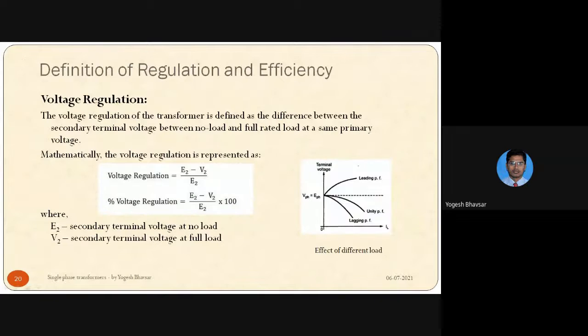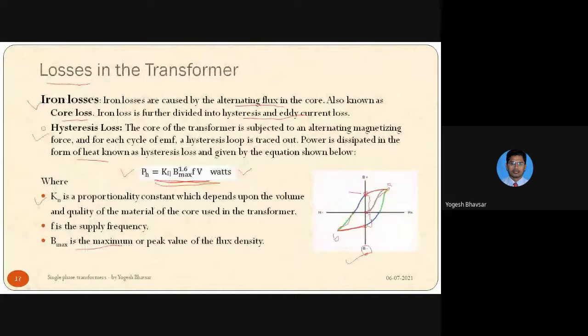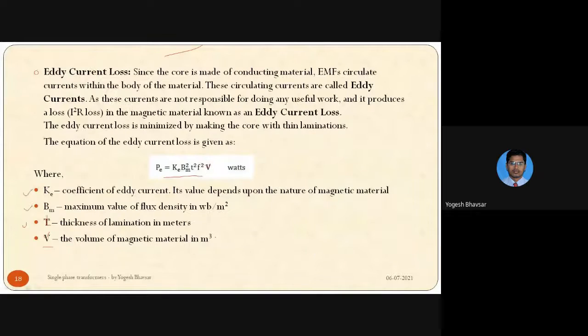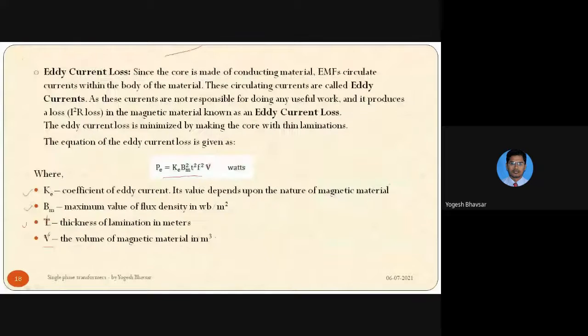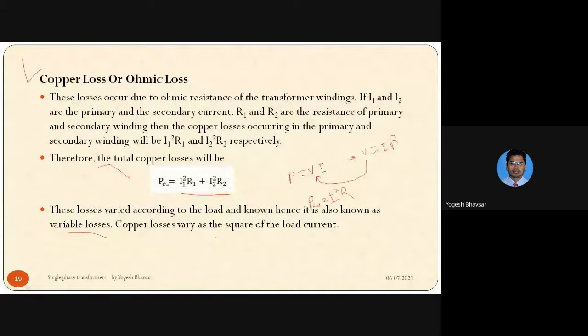And iron losses are called constant losses. These depend on flux density, the frequency and the voltage. So these are called the constant losses because we are not going to change the frequency, we are not going to change the voltage, flux density. So these are the constant losses. So remember this point: iron losses are the constant losses, and copper losses are the variable losses.